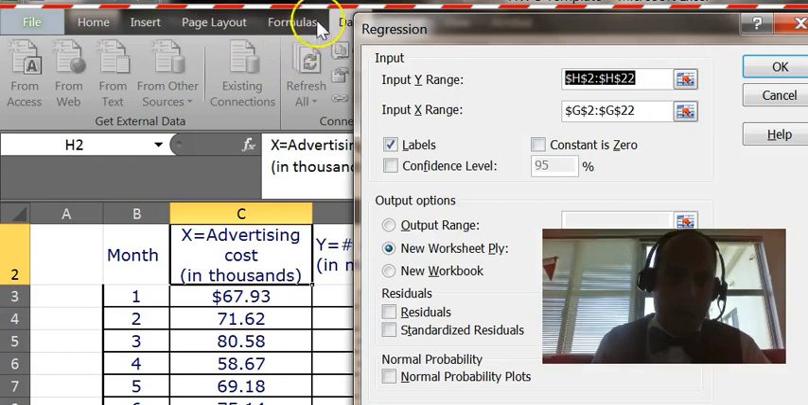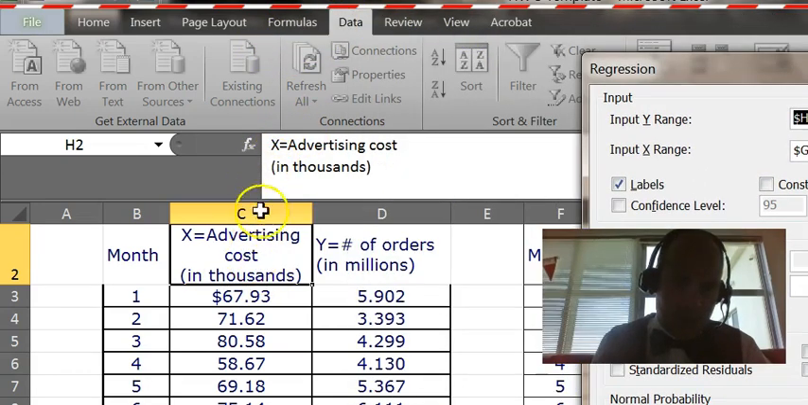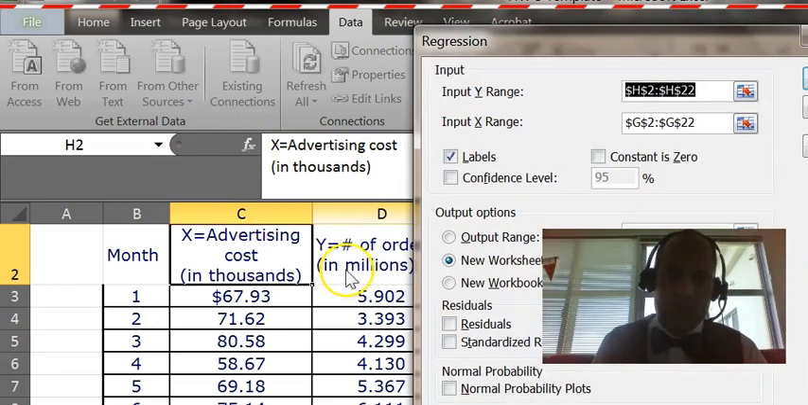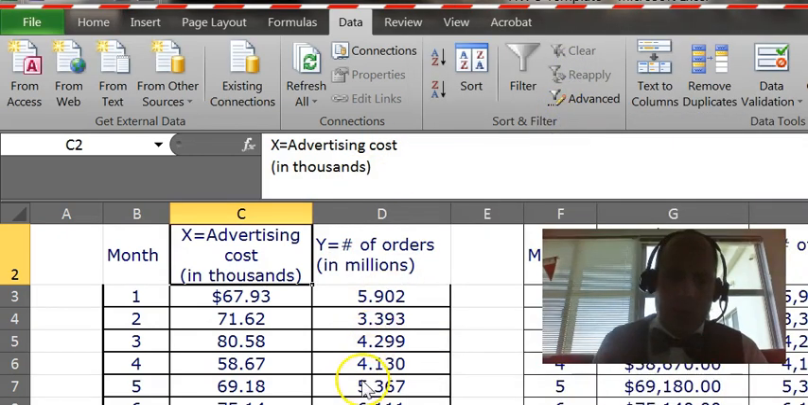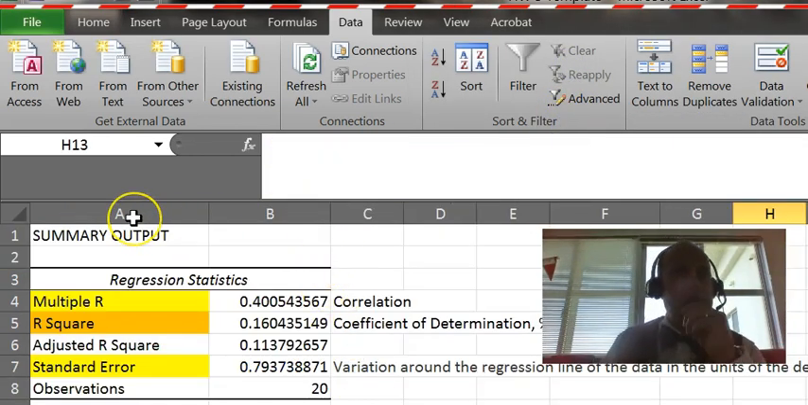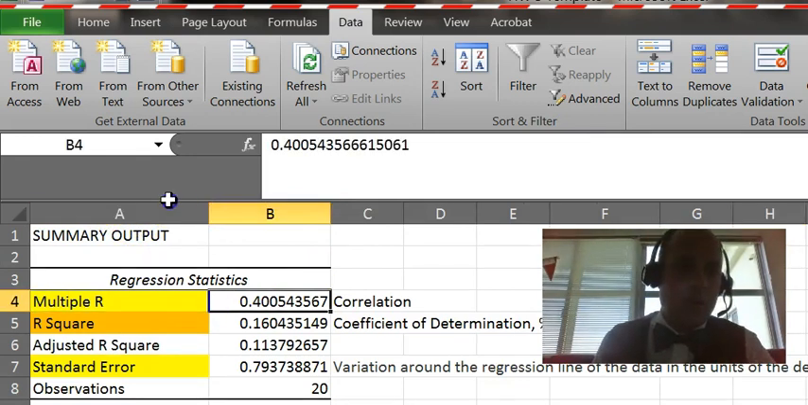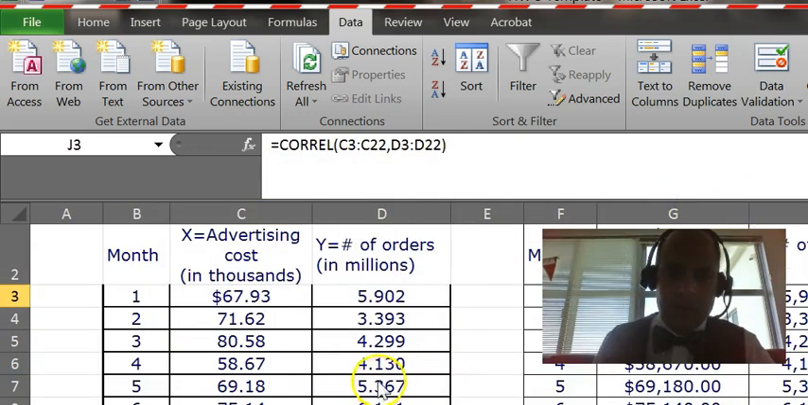It asks for our Y. Okay, so we know that that is this column, or number of orders in millions. It asks for our X, which we know is our advertising cost in thousand. Since we have selected all the data, we check the box for labels, and then you can put this anywhere you want. Okay, so you click OK, it'll run it, and you'll get an output that looks like this. Okay, and I highlighted it so you have some things to pay note of. Your multiple R, guess what? This is the same number as that correlation I ran over here.